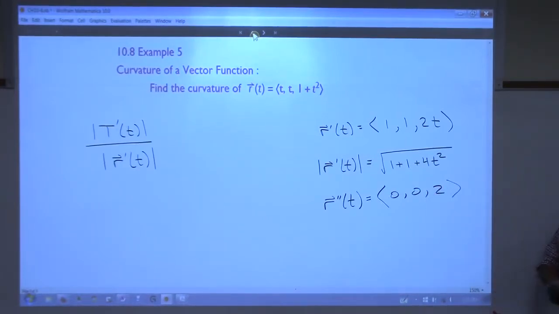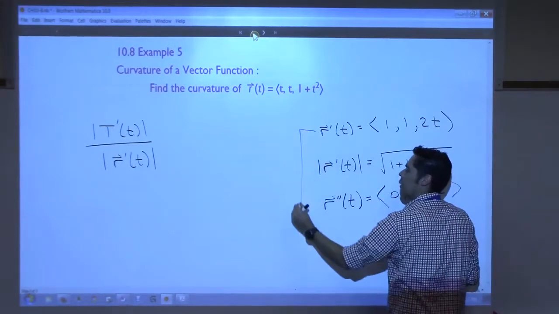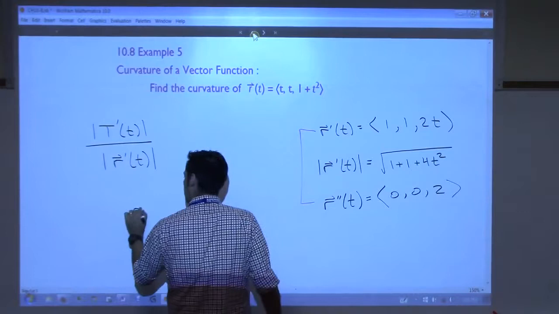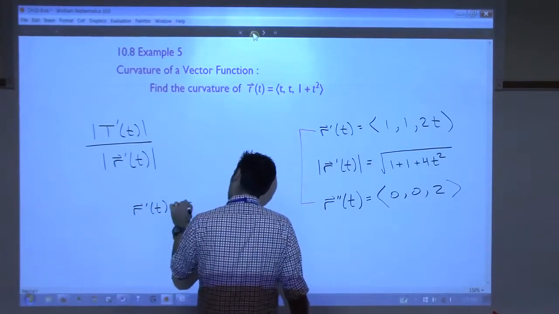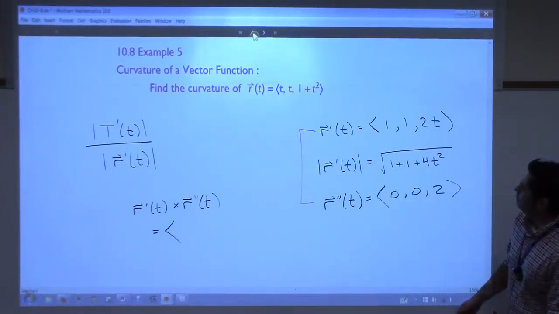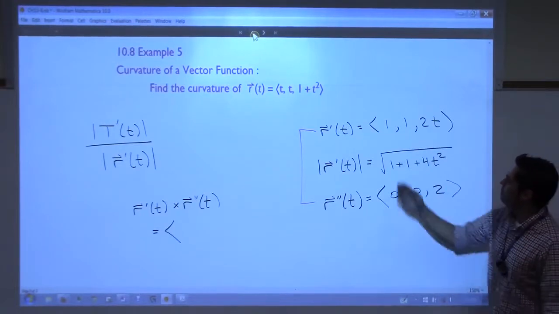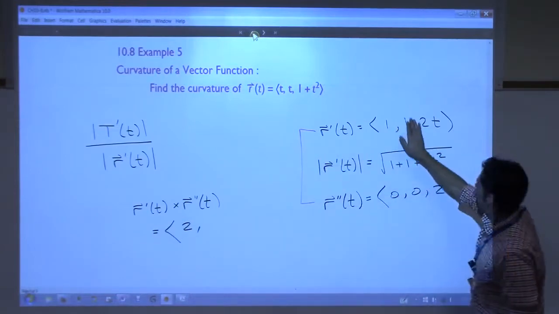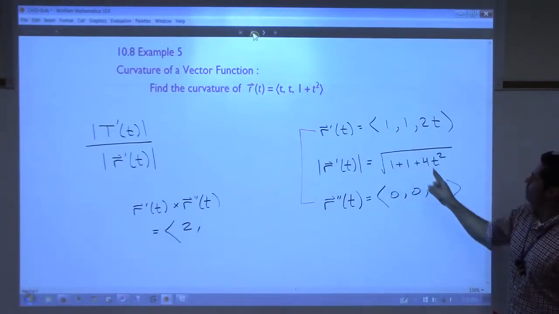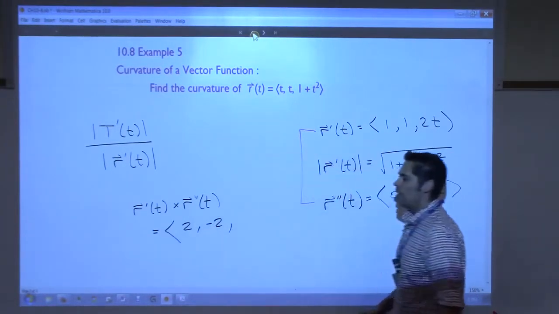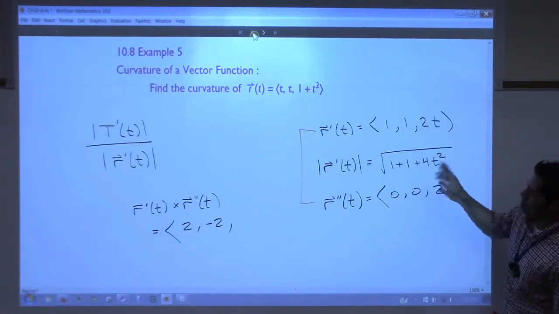And I'm supposed to cross these two together, right? I'm using that formula again. What would r prime t crossed with r double prime t be? Let's see. I'm doing these two crossed, right? So cover this up. What do we have there? 2. Cover the middle up. 2, 0, but then subtract, so negative 2. And finally, cover up these two, 0.